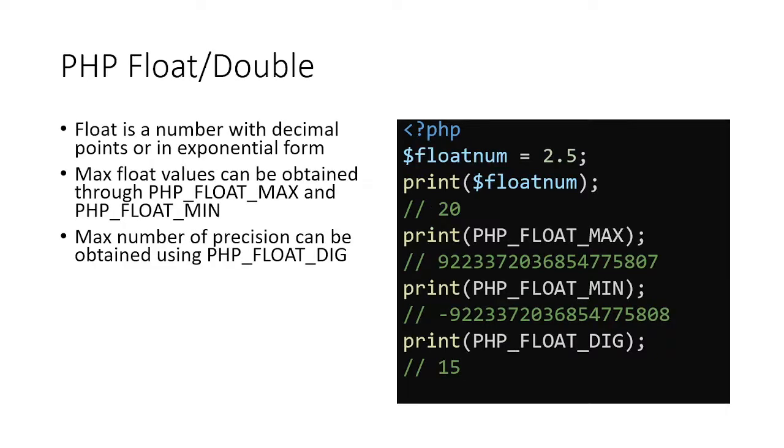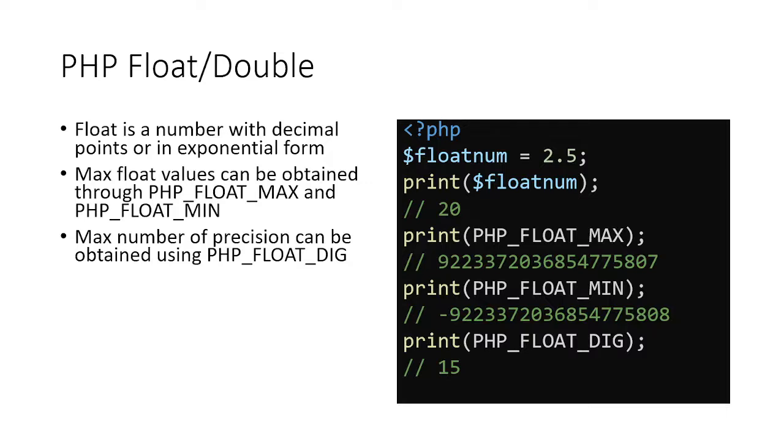So next we have PHP Float Double. In PHP, we do not have a distinction between float and double, because for example, in Java, float values should end with a small letter f, and double will be like normal decimal points. But in PHP, float and double are kind of the same, and therefore it doesn't really have that. Okay, and then float values can be obtained through PHP Float Max and PHP Float Min.